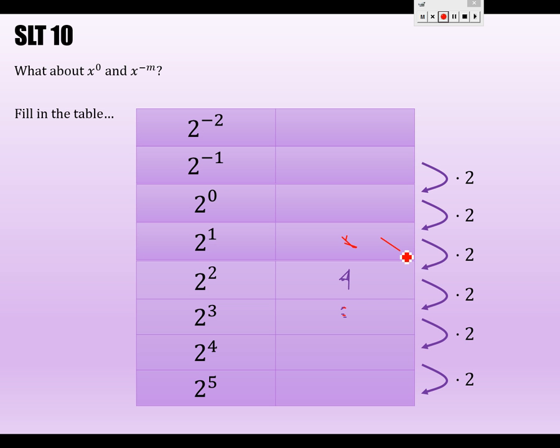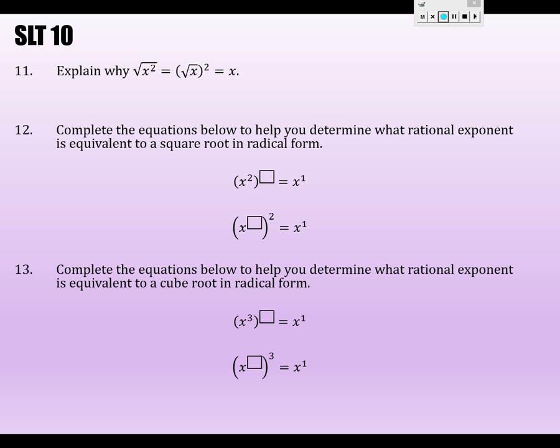And again, these are not rules to be memorized. It should make sense why, if we want this nice pattern to hold, then you just have to define x to the 0 and x to the negative m in that way, don't you? If you want to be consistent, then we do. Okay. All right, continue. Sorry, my interlude is over.